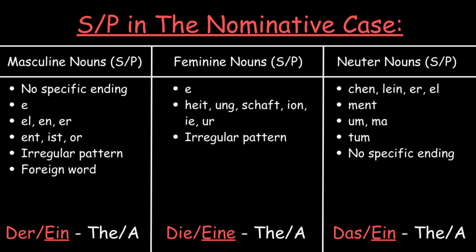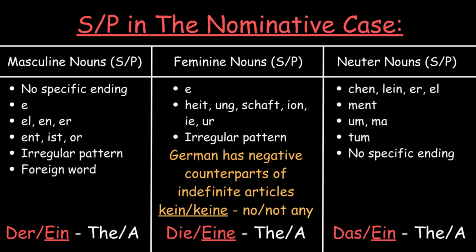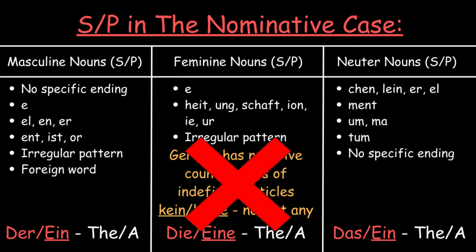Now, in correlation to the indefinite articles, German also has negative versions, such as kein and keine. These indefinite articles negate the presence of something, and it's equivalent to the English no or not any. They're the negative counterparts of ein and eine, but I will not explain them in this video. Instead, they will be explained when showing how negation works in German. Don't worry about it for now.